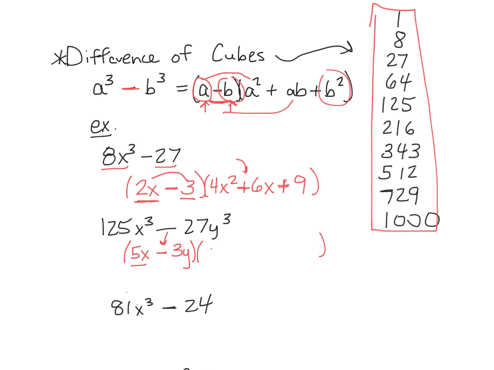I square this term, 25x squared. Multiply these together, 15xy. Notice I'm not putting the sign in yet. And then I square the last term. This is always positive, and this needs to be the opposite of the first sign. And I've got it.